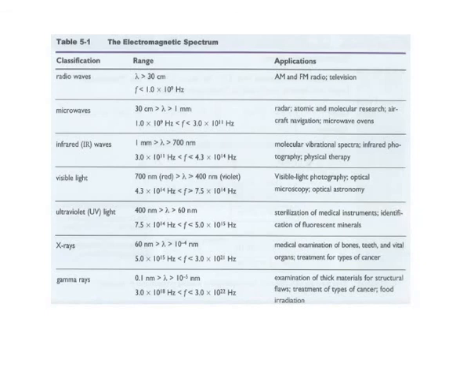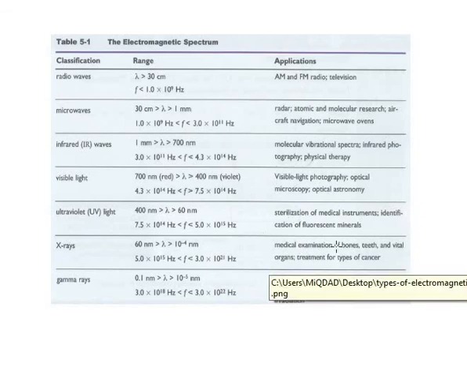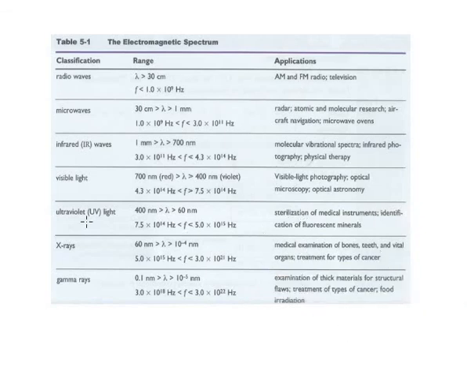So those are some examples with types of electromagnetic waves. Remember, you have to memorize those names in order, and one of those applications, not all of them. For each wave type, one application is important. The numbers in the middle are not important.